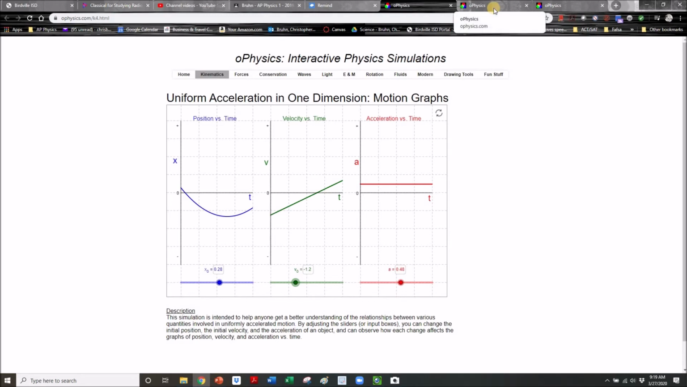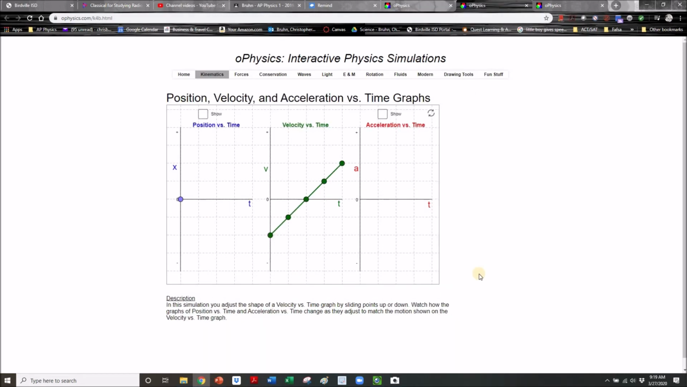Okay, so let's see if you get it. Let's practice. All right, so I want you to look at this right here. I want you to predict, based on this velocity time graph, what will the acceleration time graph look like and what will the position time graph look like. Ready, set, pause your video and sketch what you think they're going to look like. Unpause your video. Now take a look and see what we get.